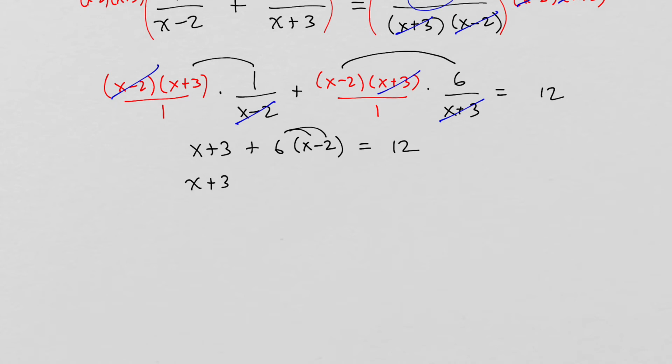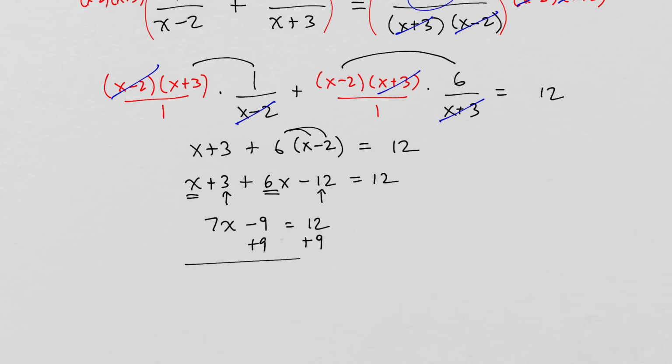This gives us x plus 3 plus 6x minus 12 equals 12. Combine like terms: 1x plus 6x is 7x. Positive 3 and negative 12 is negative 9, is equal to 12. If we add 9 to both sides, we get 7x is equal to 21. And then dividing by 7, we end up getting x equals 3.